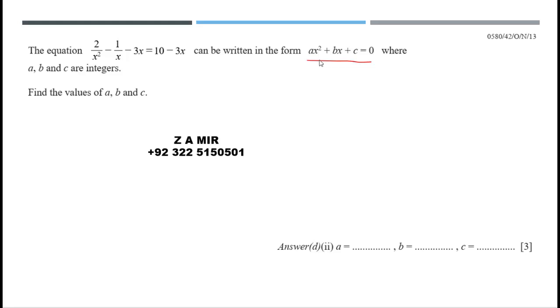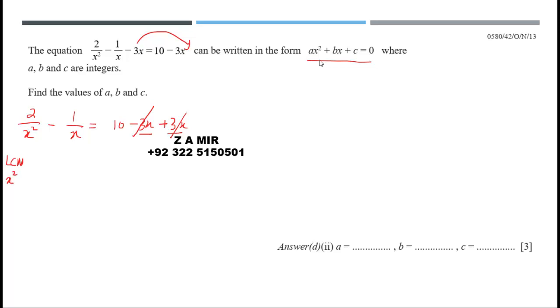So it is 2 over x square minus 1 over x, and bring this over here. It will become plus 3x. So it is 10 minus 3x plus 3x. It is minus 3x, it is plus 3x, they will be cancelled out because they have opposite signs. Here the LCM is x square.